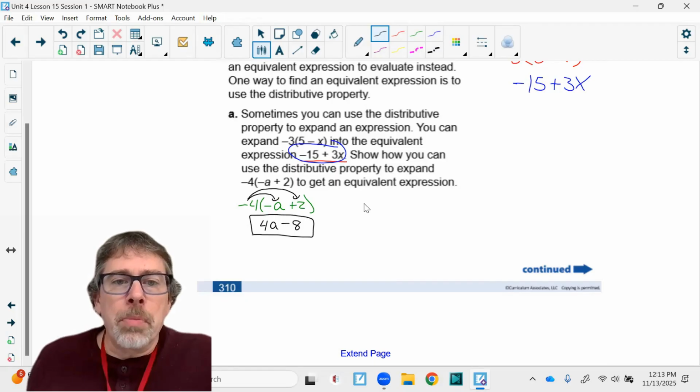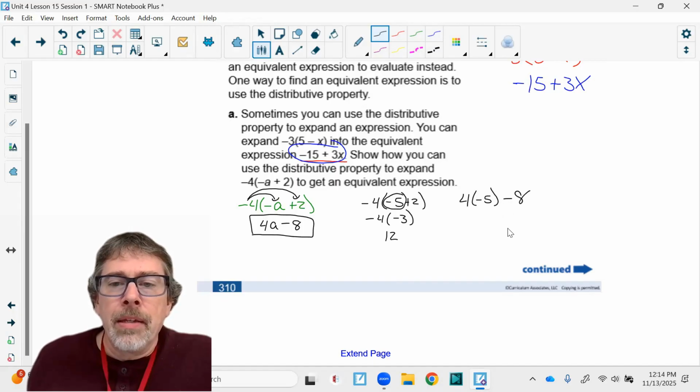And you can always check this by plugging in a number. Let's say a was 5. So this would be negative 4 and then negative 5 plus 2, right? And then if I simplify this, I can do the parentheses first. Negative 5 plus 2 is negative 3, and negative 4 times negative 3 is a positive 12. Well, if I take that 4 and I used negative 5 to replace a, I can just put negative 5 right here, minus 8. Okay.